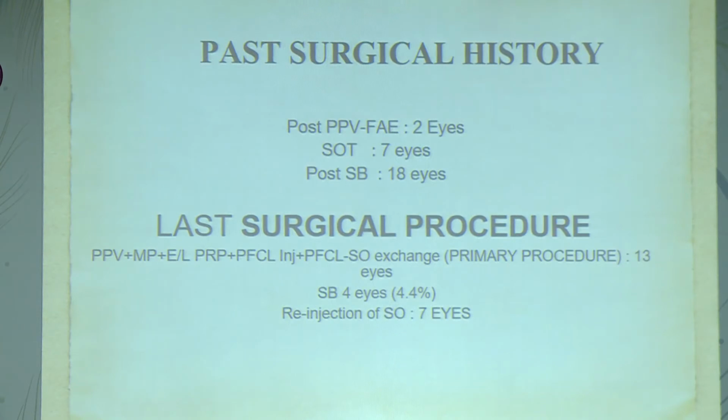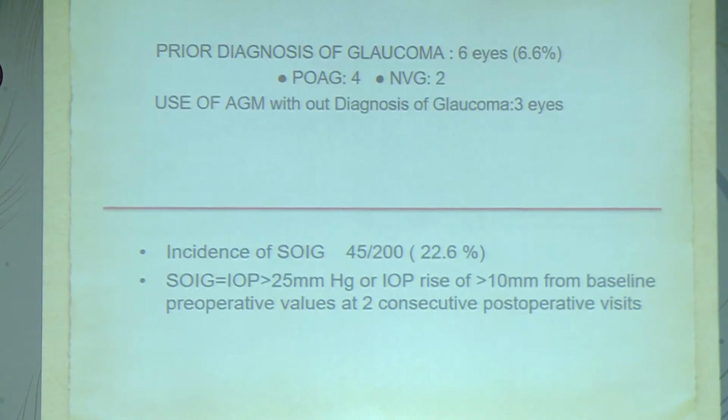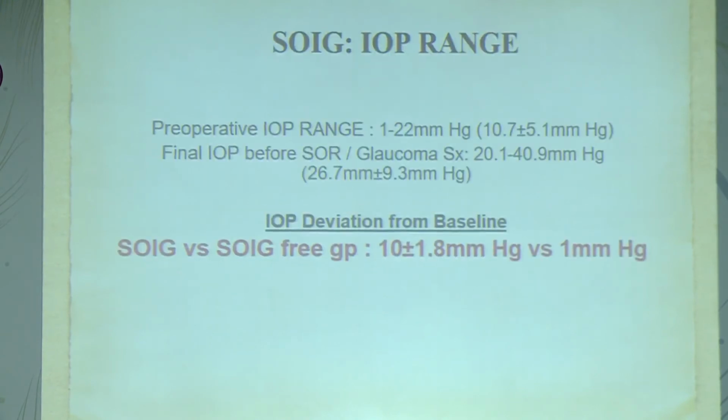9 patients had undergone prior vitrectomy, 2 with gas tamponade and 7 with silicone oil tamponade, and 18 eyes were prior buckled eyes. Primary silicone oil tamponade was there in 13 eyes. Reinjection was performed in 7 eyes. Prior diagnosis of glaucoma was seen in 6 patients, and the incidence of silicone oil-induced glaucoma was 22.5% in this series.